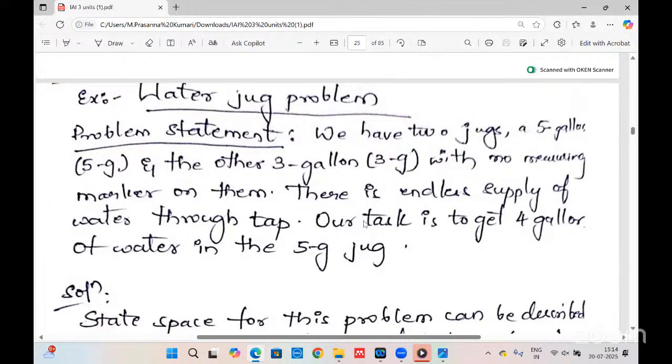See, just for your understanding, I said 3 gallons as 3 liters. Gallons means liters, but the amount will be more, for you people to understand. I told that as 5 liters and 3 liters. But in the exam you have to write 5G and 3G.